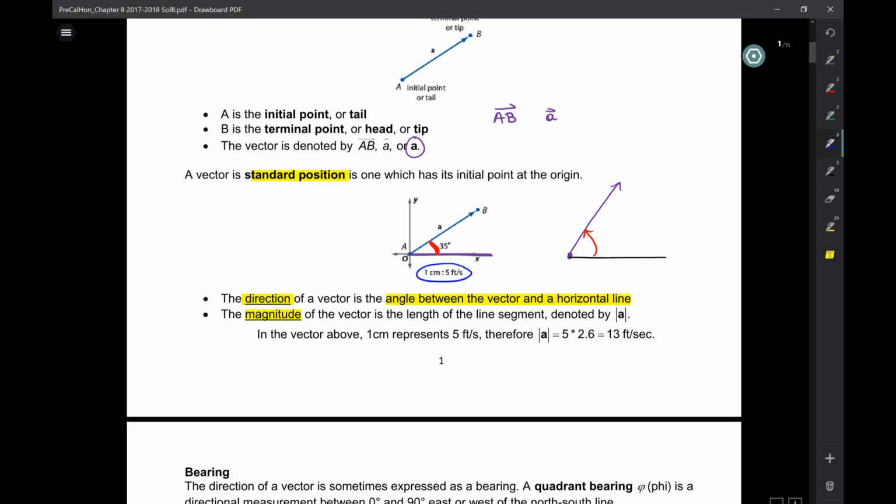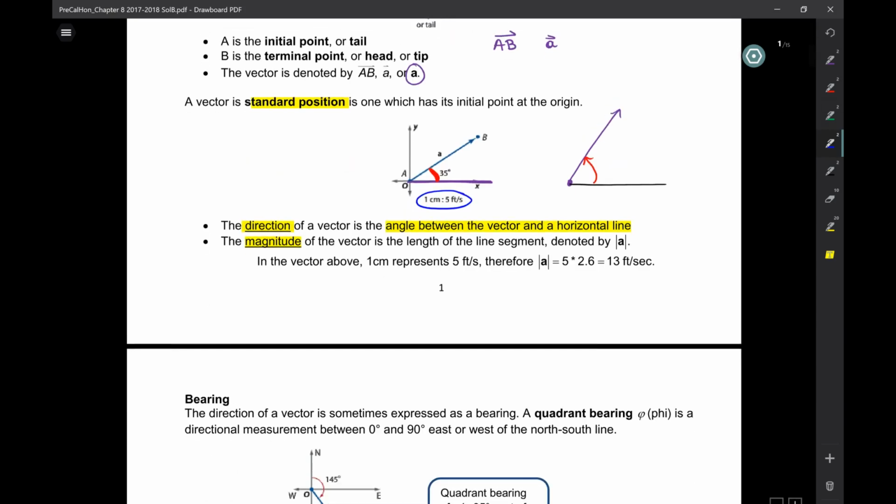We've been told that each centimeter is 5 feet per second. So how would you figure out what that vector represents? You take your ruler, you measure this. I took my ruler, I measured it. It was 2.6 centimeters. 2.6 times 5, this represents a velocity of 13 feet per second. You see what I mean?